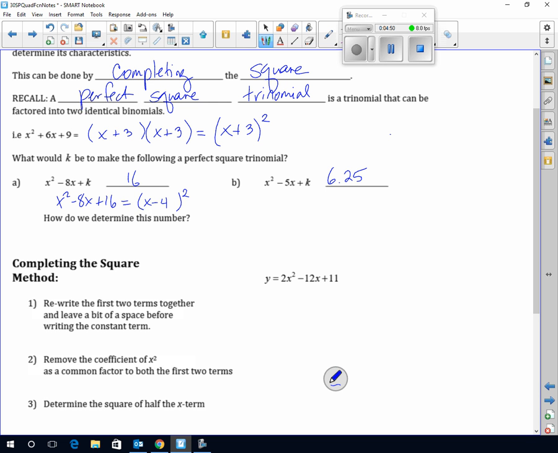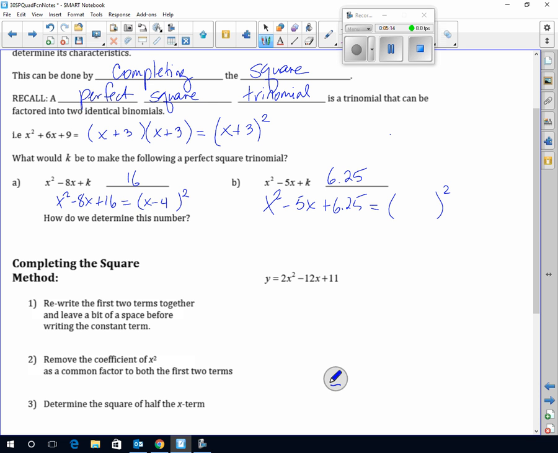So then what is this factored to be? I should write it like this: x squared minus 5x plus 6.25. What is that factored to be? Yes, x minus 2.5.